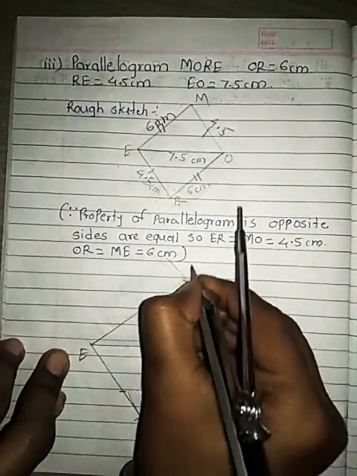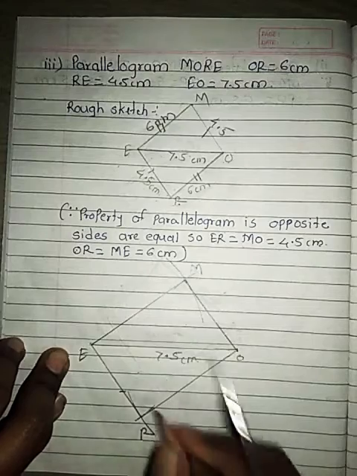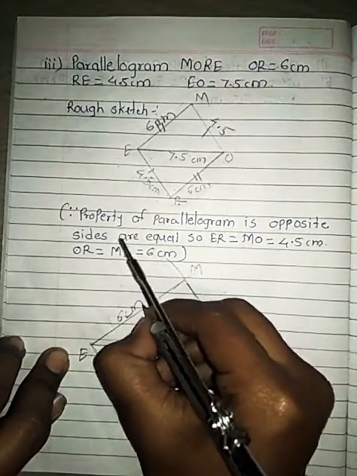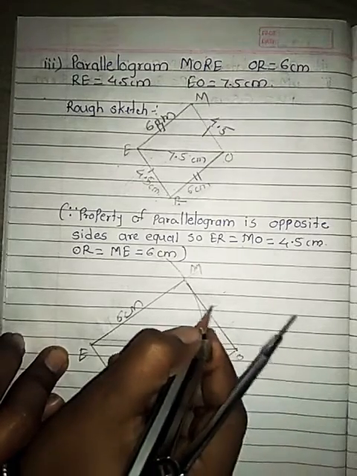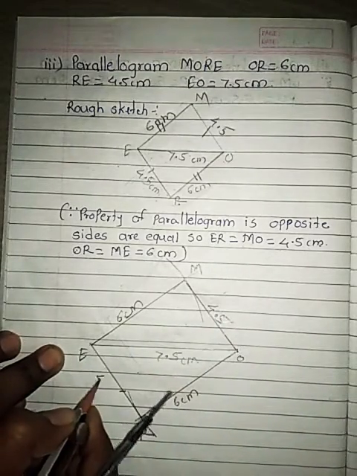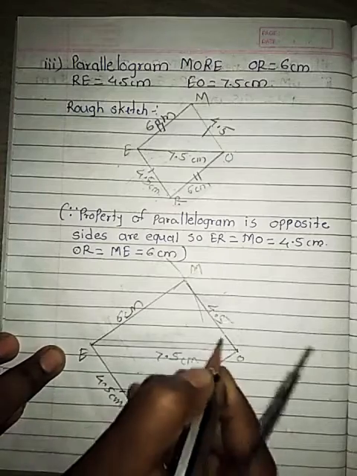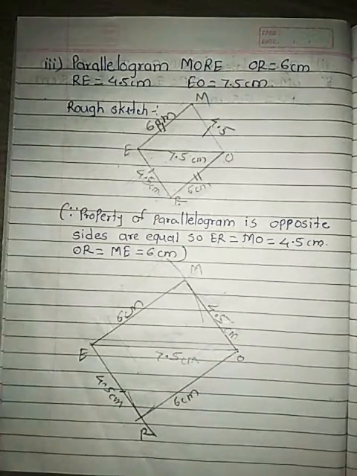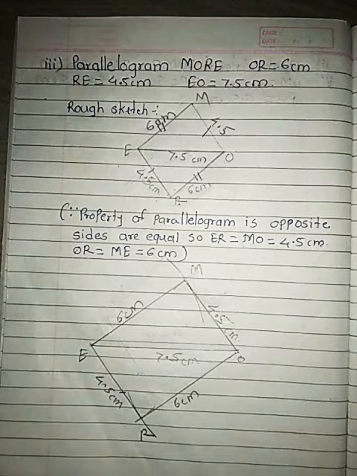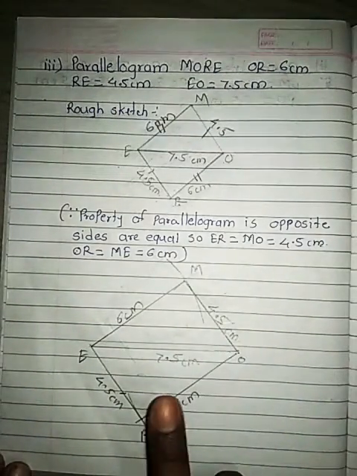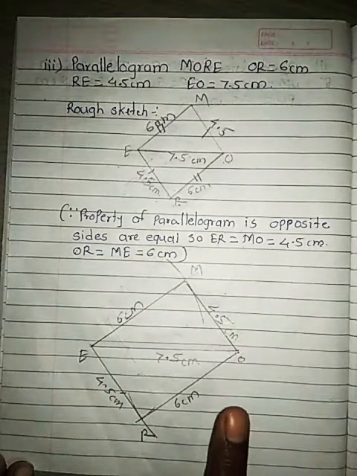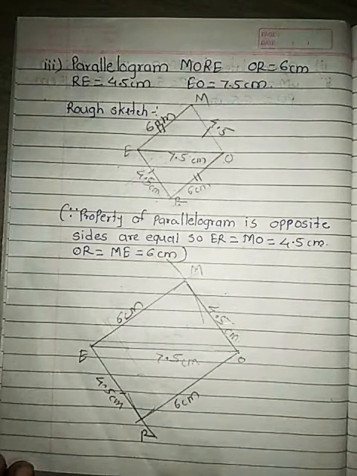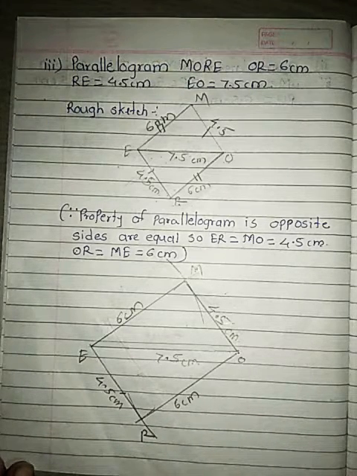And this point is M, this point is R, and this is 6 centimeter, this is 6 centimeter, this is 4.5, and this is 4.5 centimeter. Now this is the parallelogram. With only 3 measurements you can draw the parallelogram, because the parallelogram property is that opposite sides are equal, and 2 sides are already given. Then the other 2 sides we can calculate or consider.